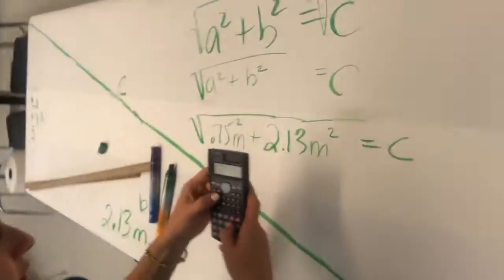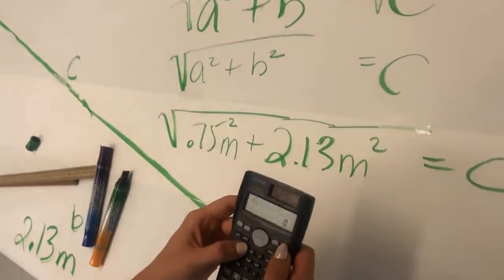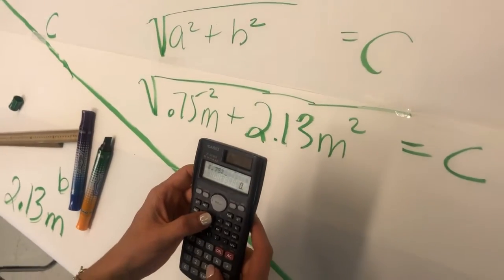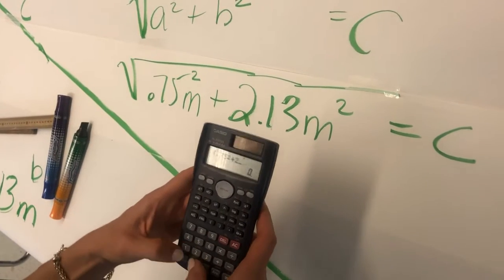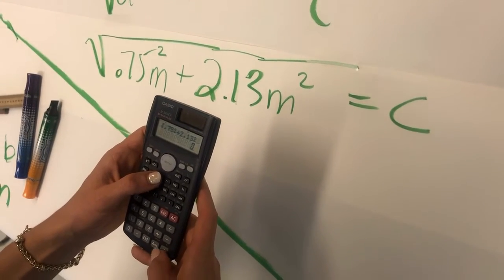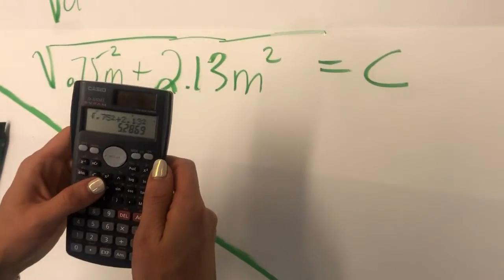Okay, square root. I did that last time. Square root of 0.75 squared plus 2.13 squared. I think you're going to need parentheses with this calculator. But shoot, hit equals, 5. That is not 5.2 meters. Let's go ahead and double check that.